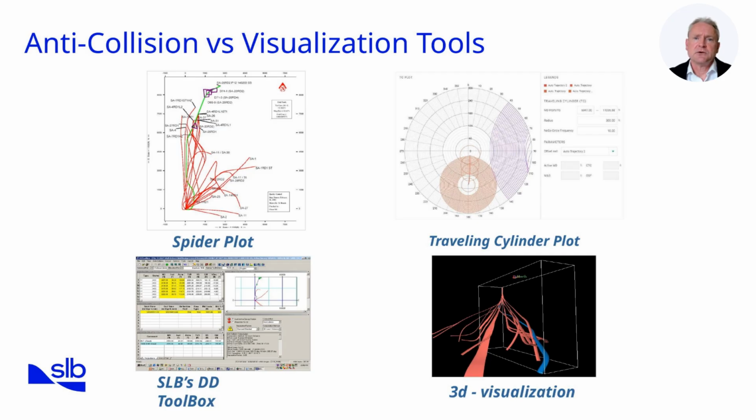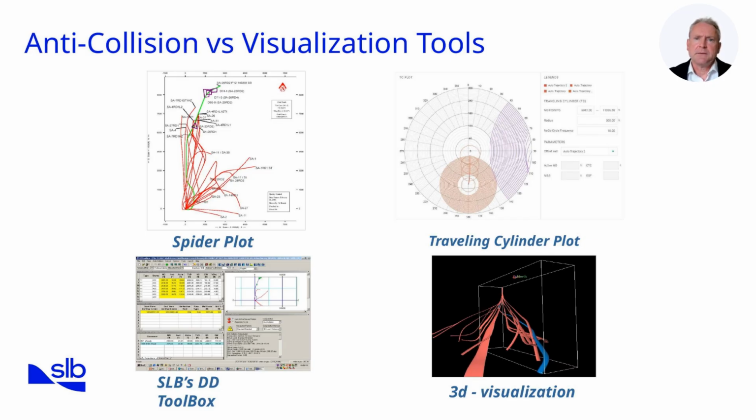Comparing several different visualization tools used in anti-collision analysis. The spider plot, as we've seen, provides a plan view of all wells in a field or pad, highlighting zones of proximity. The travelling cylinder plot is another tool which presents a polar view showing how a subject well passes relative to offset wells as it advances. This helps visualize clearance in a circular perspective, almost like looking down from above.